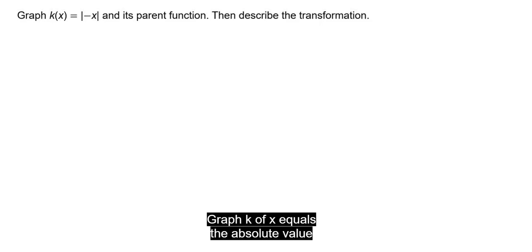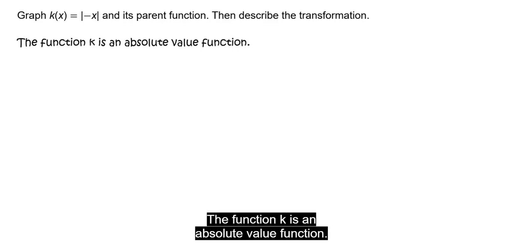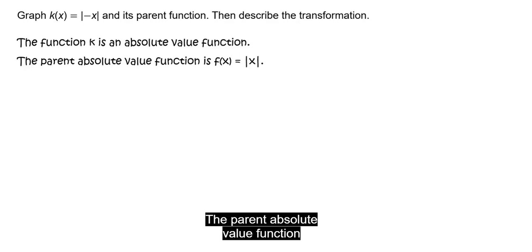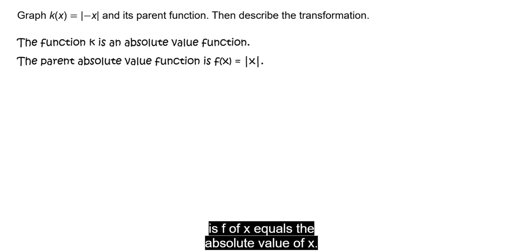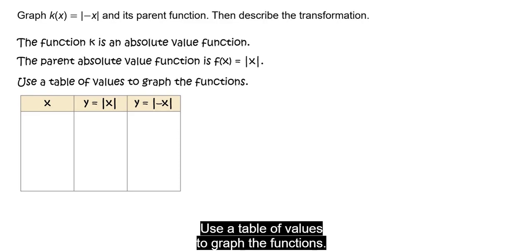Graph k of x equals the absolute value of negative x and its parent function. Then describe the transformation. The function k is an absolute value function. The parent absolute value function is f of x equals the absolute value of x. Use a table of values to graph the functions.